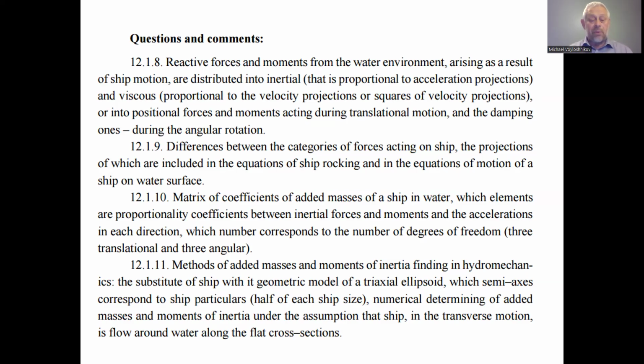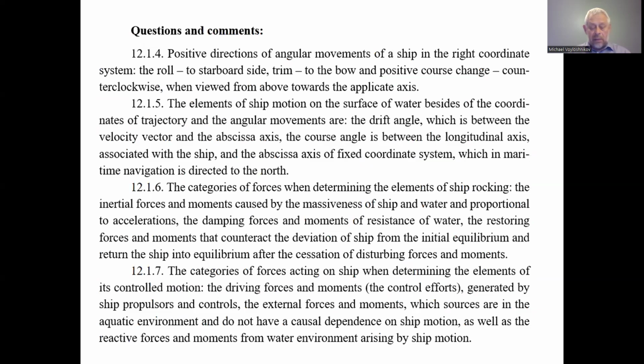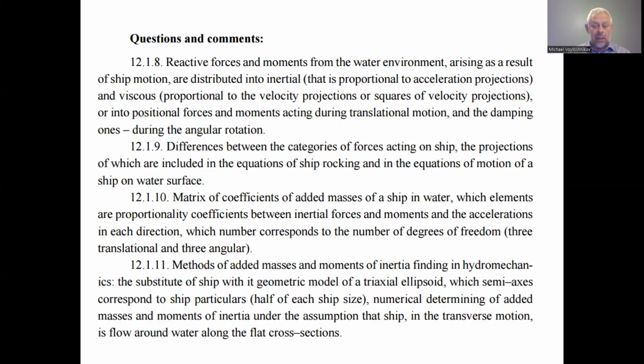So 12.1.9, differences between two categories of forces acting on the ship, the projections of which are included in the equation of ship rocking and in the equations of the motion of the ship on the water surface. And this means, in the second option, equations of the ship motion under controls. What are the differences? The differences are in the classification of the force categories, like we said in 12.1.6 and 12.1.7.